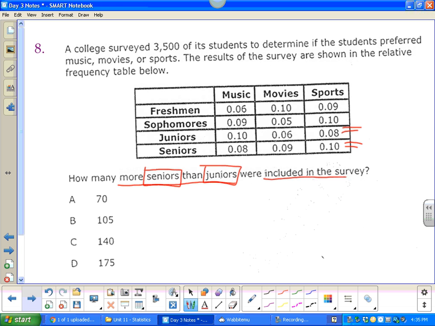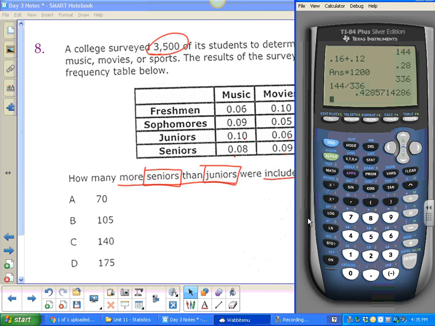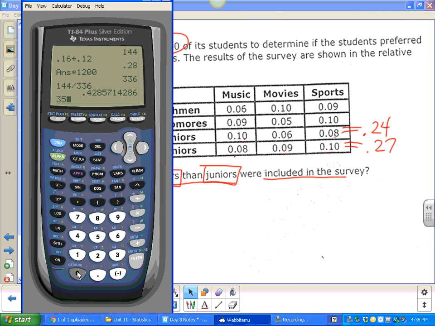I need totals here. So 16% and 8%, that's 24%. Then 10% and 17%, that's 27%. Now I need to figure out how many people that is. Well, I have 3,500 people, so I take my calculator and do 3,500 times 0.24, and 3,500 times 0.27. So I have 840 juniors and 945 seniors, and now I just want the difference: 105.